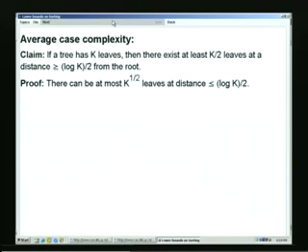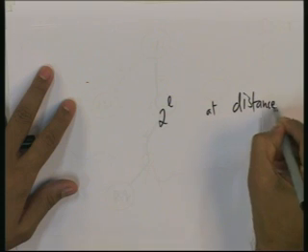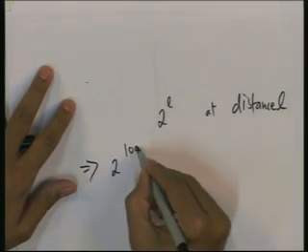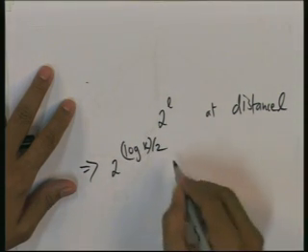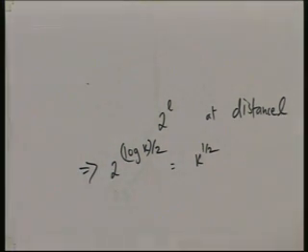So, here is the first claim. If a tree has k leaves, then there exist at least k by 2 leaves at a distance at least log k by 2 from the root. Well, here is the proof. There can be at most 2 to the L leaves at a distance L, which means there can be at most 2 to the power log k whole thing upon 2 leaves at distance L, and this is nothing but k to the half or square root of k. So, that is what has been claimed over here.